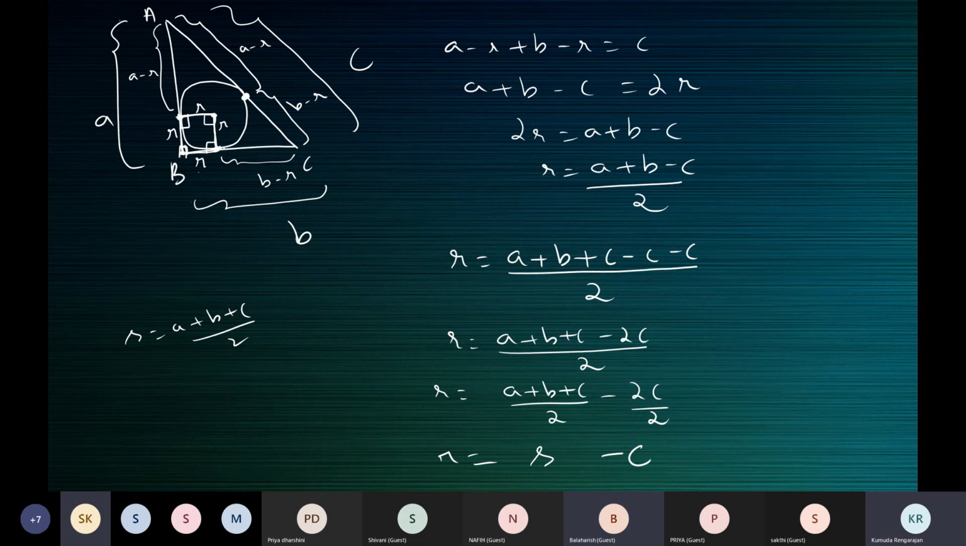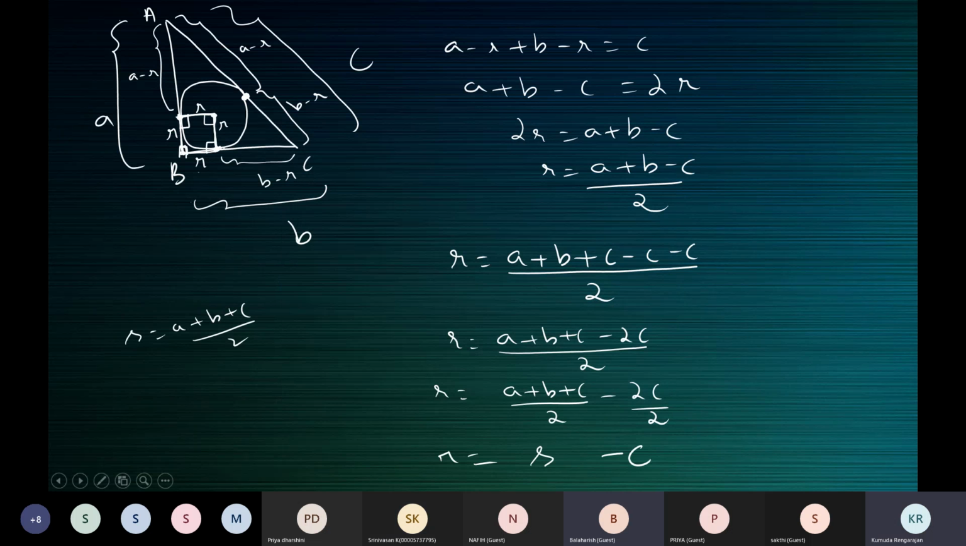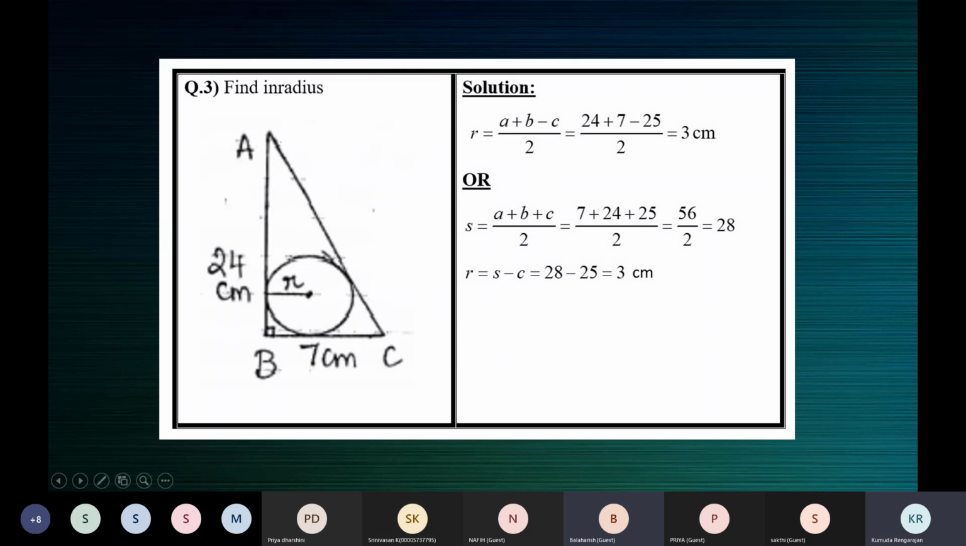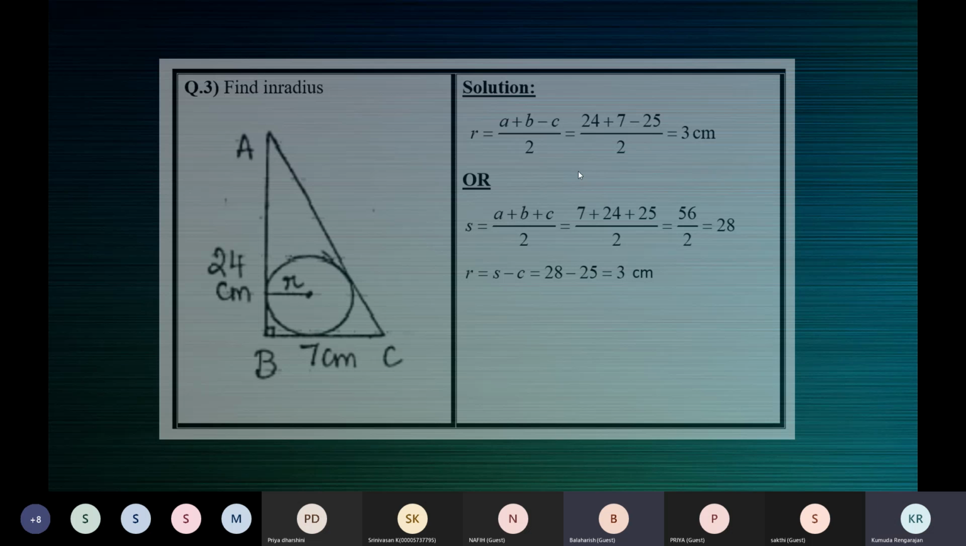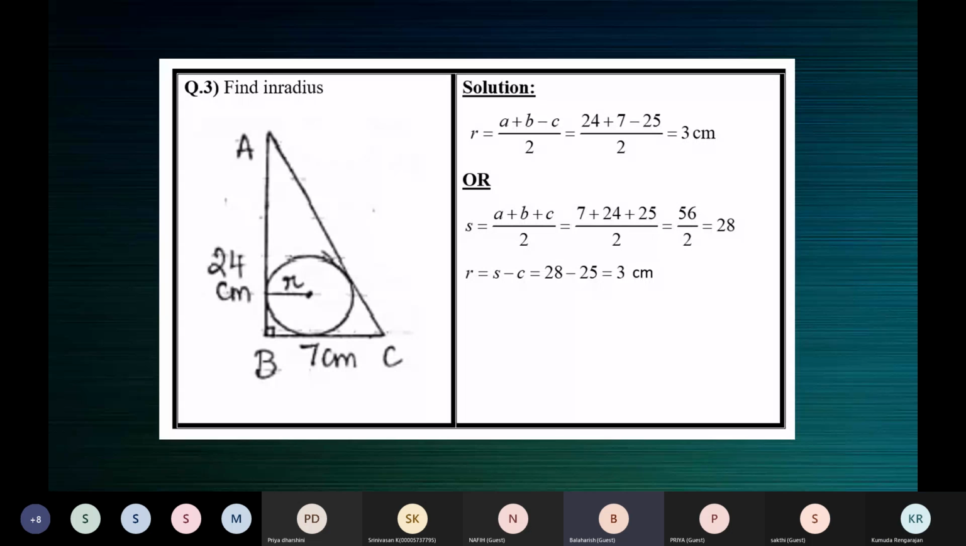For the exam, should we write the derivation every time? Which one? For the third question, ma'am. If this question number 3 is an objective question, this is the answer. Just work it like this and select the correct option. If it is for 3 or 4 marks, you have to derive and then use the result.